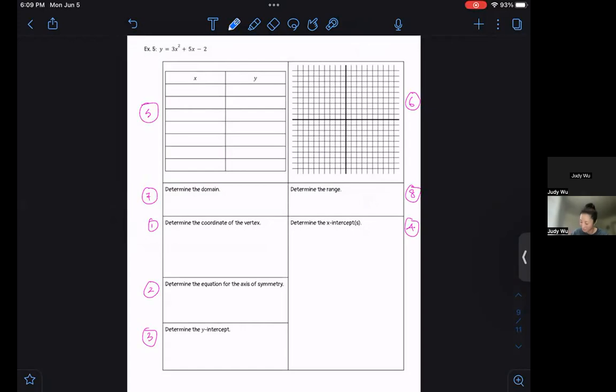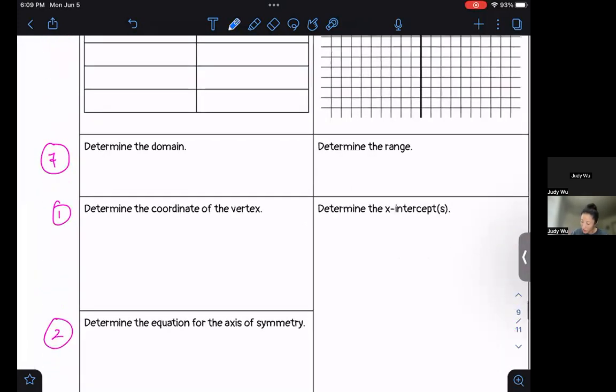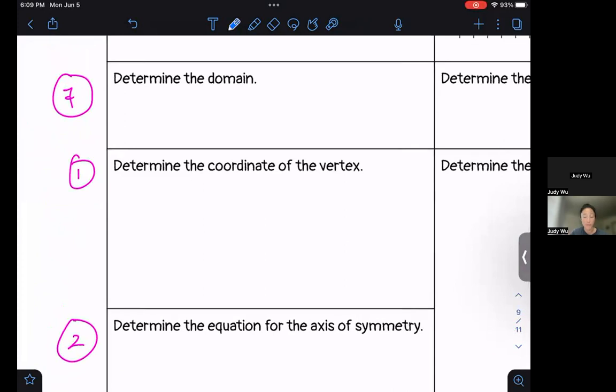I know this is sort of an all-around order, but let's get started with the coordinates of our vertex. When we have something in standard form, and we've actually seen this formula before, if we plug our b and our a from the standard form equation into negative b over 2a, we will find the x-coordinate of our vertex.